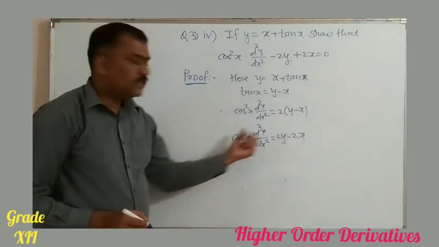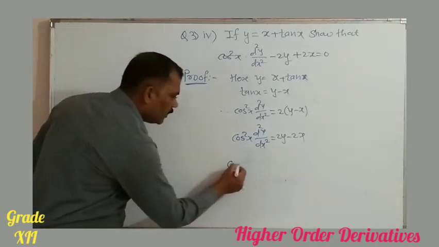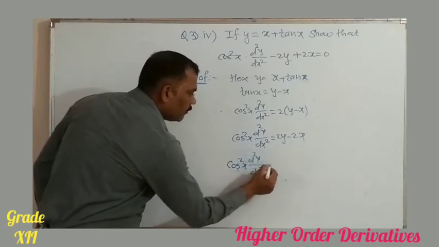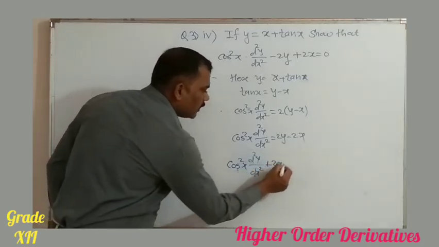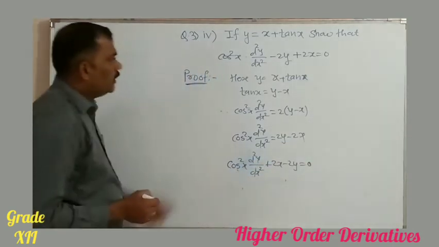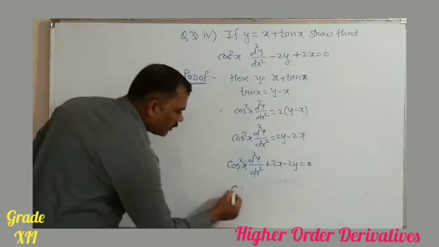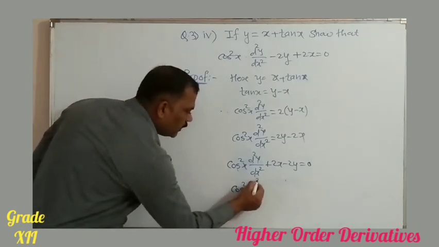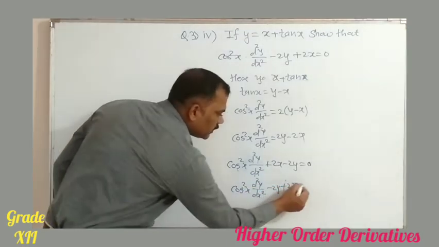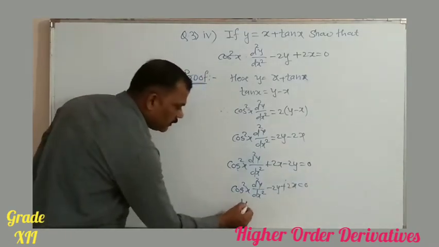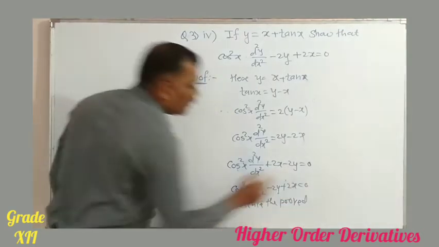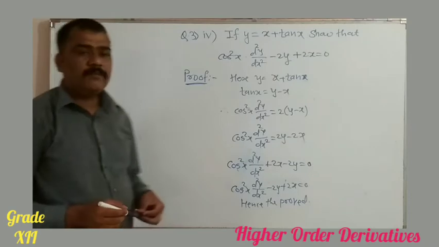Take all these terms to the LHS, so we get cos square x d2y by dx square plus 2x minus 2y is equal to 0. We can write in this order so that we get cos square x d2y by dx square minus 2y plus 2x is equal to 0. Hence proved. With this we complete example number 4.